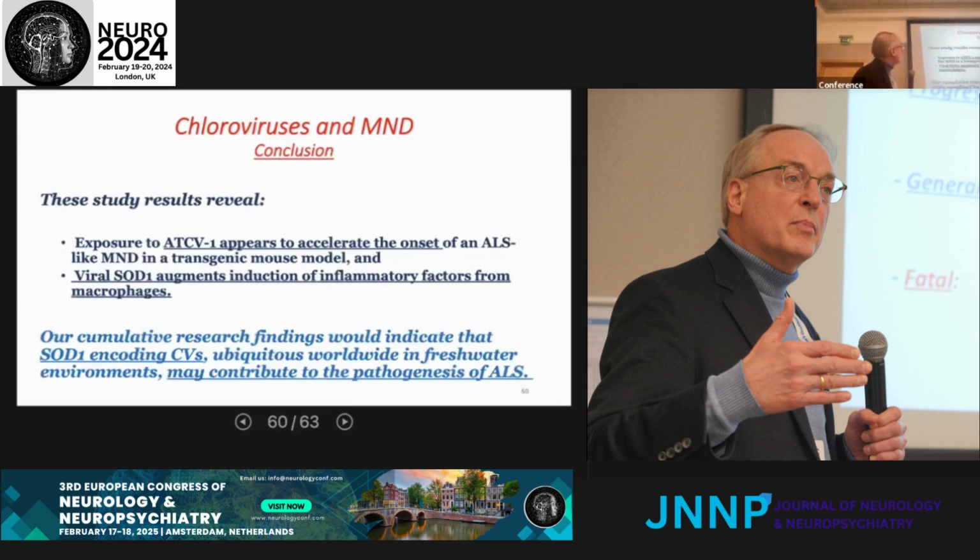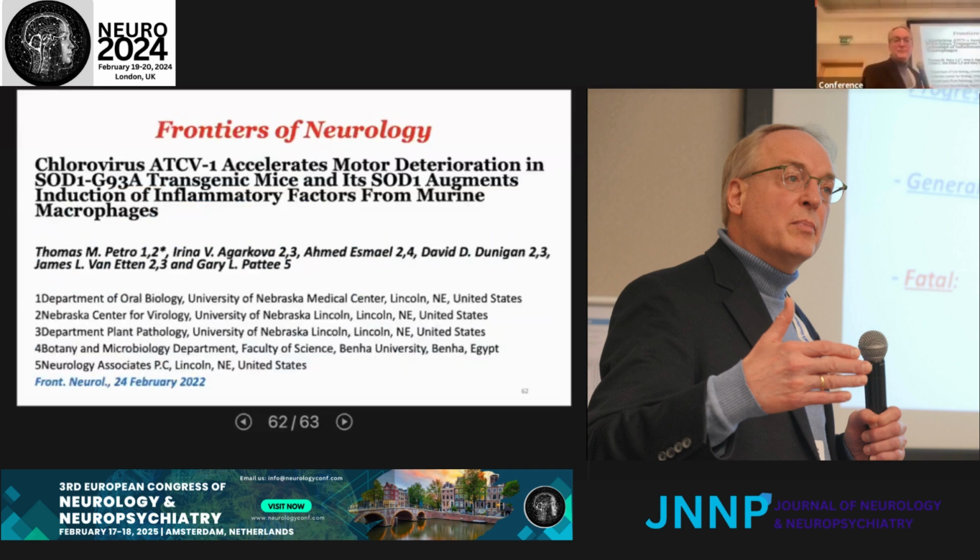So in conclusion, we feel that exposure to this virus appears to accelerate the onset of an ALS-like motor neuron disease disorder in a transgenic mouse model, and that the viral SOD1, unique to this virus, may augment the induction of inflammatory factors from macrophages, suggesting, in summary, that this may be contributing to the pathogenesis of this disease process.